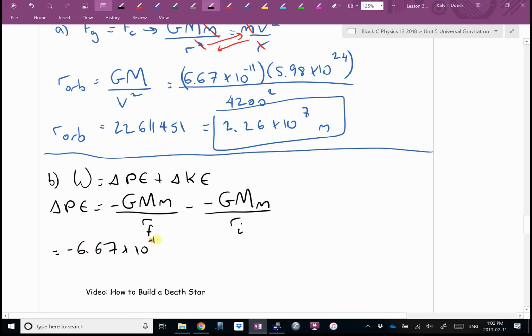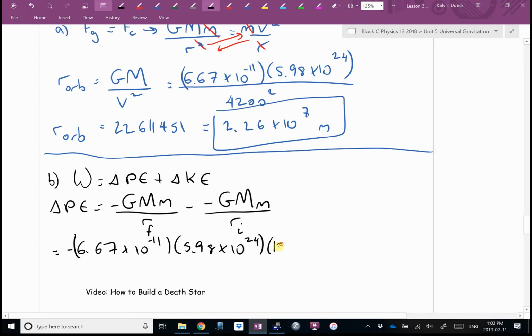6.67 times 10 to the negative 11. 5.98 times 10 to the 24th. What was the mass of the satellite? I've scrolled down. Oh, no, it cancels, right? There's an M in everything here, right? Oh, there isn't an M in the potential. You know what? It shouldn't cancel, because it would take more rocket fuel to put the space shuttle up there than it would to put a tiny little cube satellite up there.